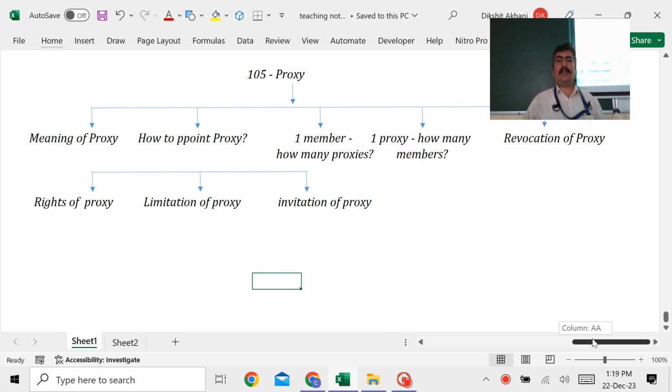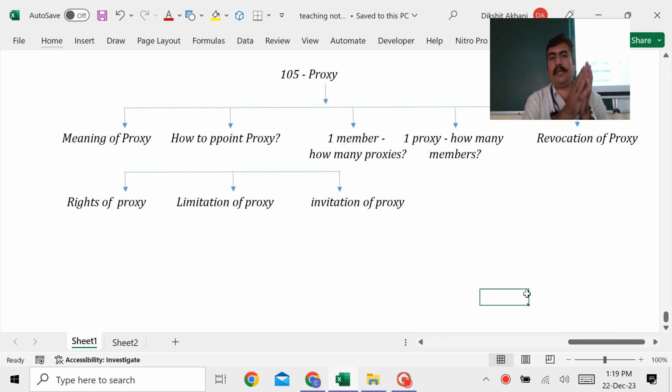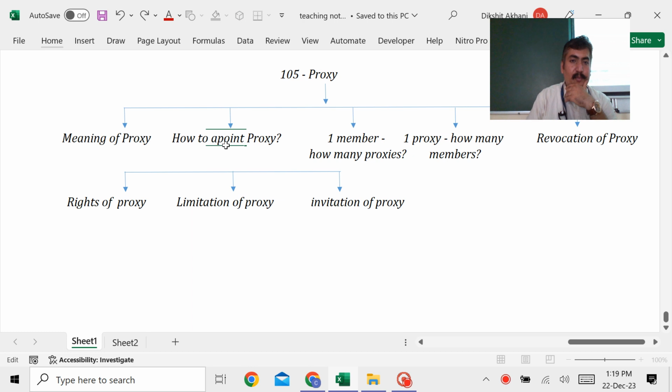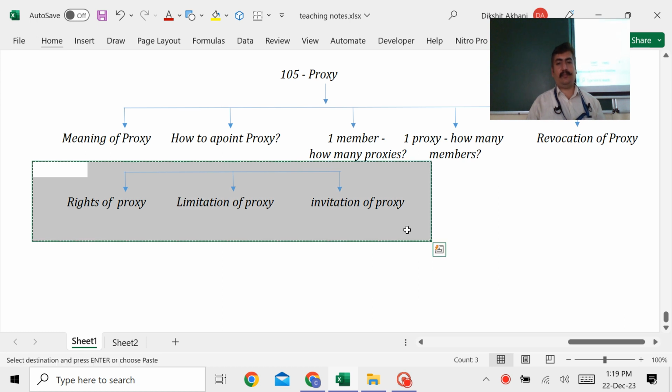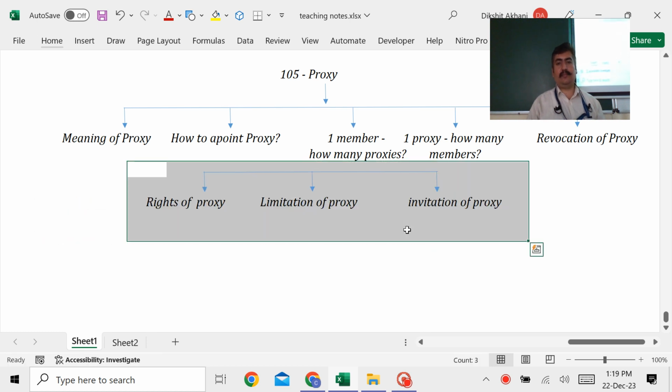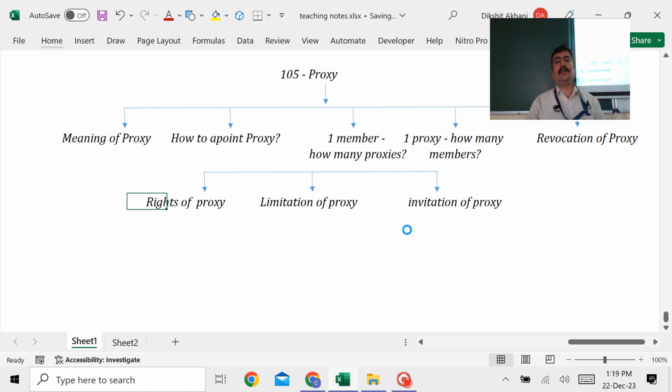So this is the section 105 proxy, and these all are the points as you can check it out. The first one is meaning of proxy, how to appoint proxy, one member how many proxies, one proxy how many members, revocation of proxy, rights of proxy, limitation of proxy, and last we have invitation of proxy. Got it? This much we have.